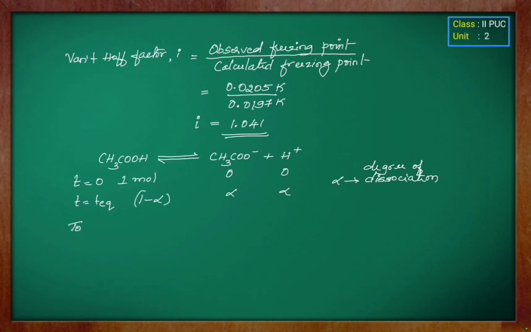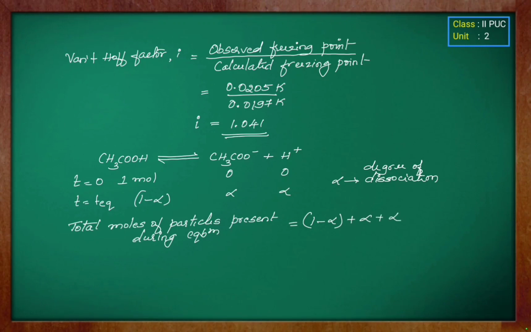Thus, we can calculate the total moles of particles present during equilibrium, which is 1 minus alpha plus alpha plus alpha. So plus alpha and minus alpha get cancelled and we have 1 plus alpha. Now this number of moles of particles is equal to the Van 't Hoff factor. So i is equal to 1 plus alpha.